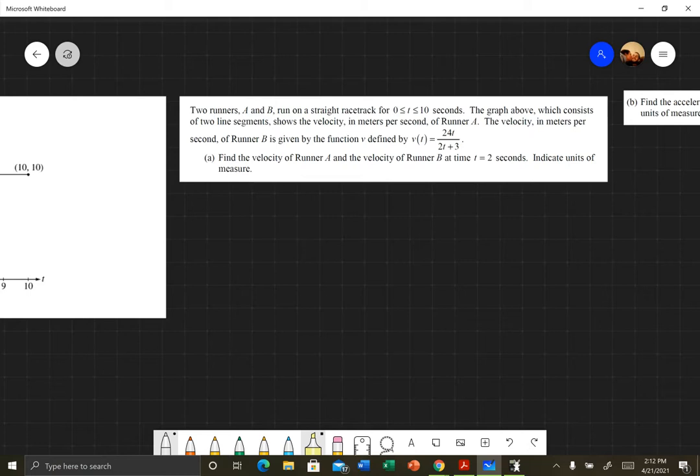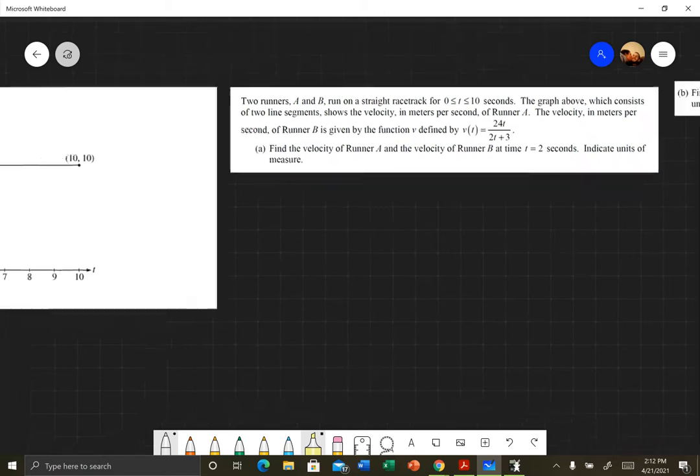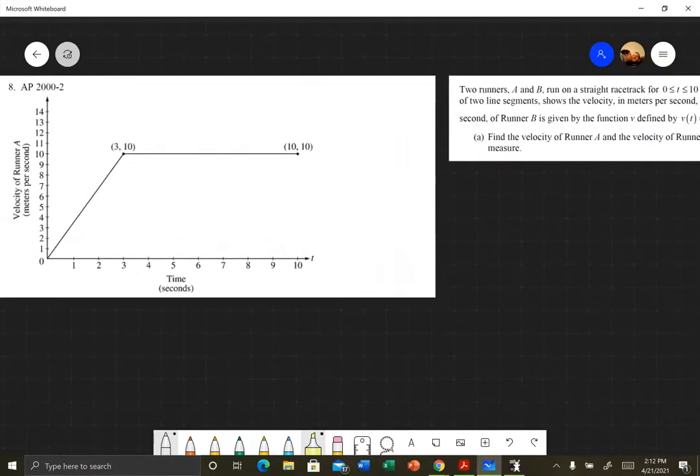So find the velocity of runner A and the velocity of runner B at time t equals 2 seconds. Indicate units of measure. Okay, so we've got to find the velocity of runner A and the velocity of runner B at time t equals 2 seconds. So let's start with the velocity of runner A.